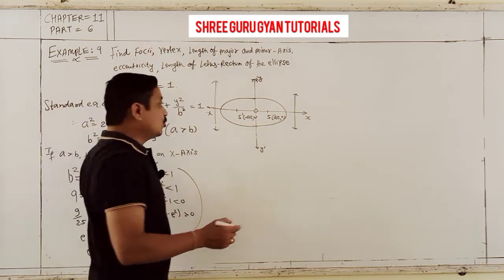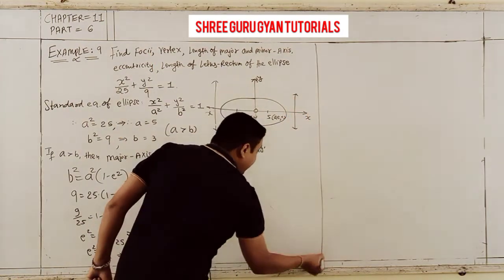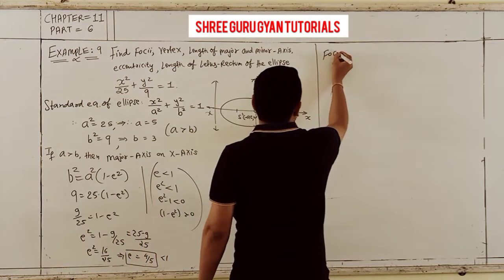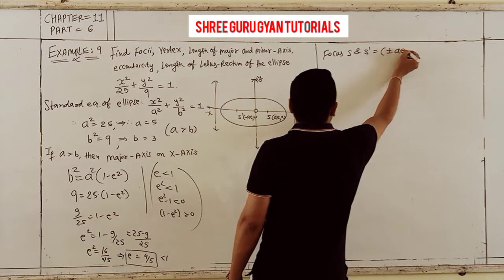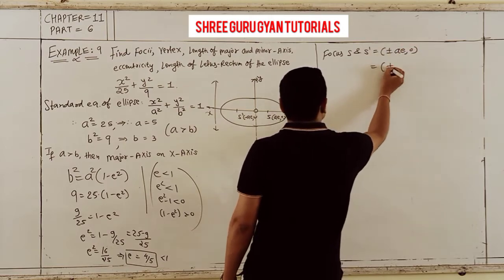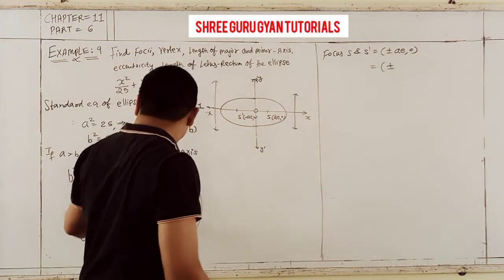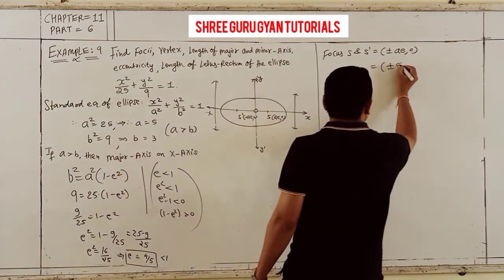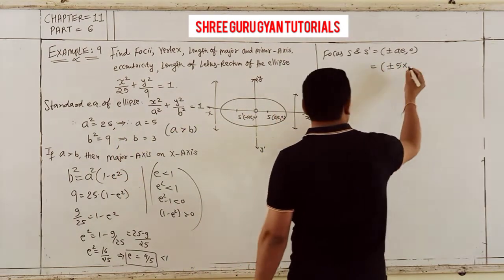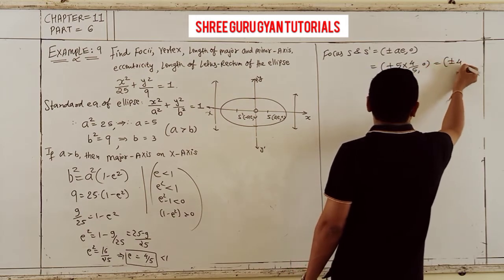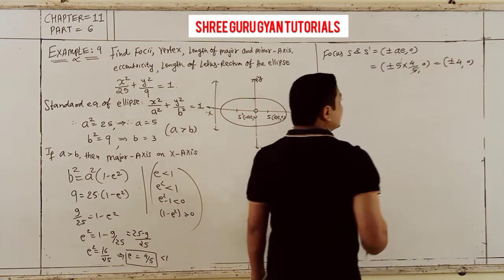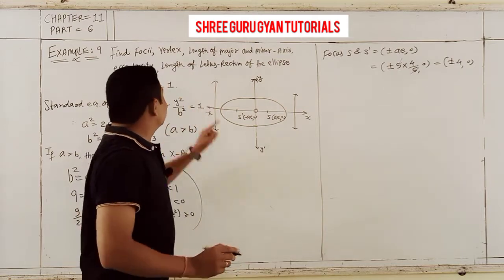Now I start with the foci. Your foci S and S dash are plus or minus ae comma 0, and a I know is 5. e is also known, 4 by 5, and your answer is plus or minus 4 comma 0. That is over.